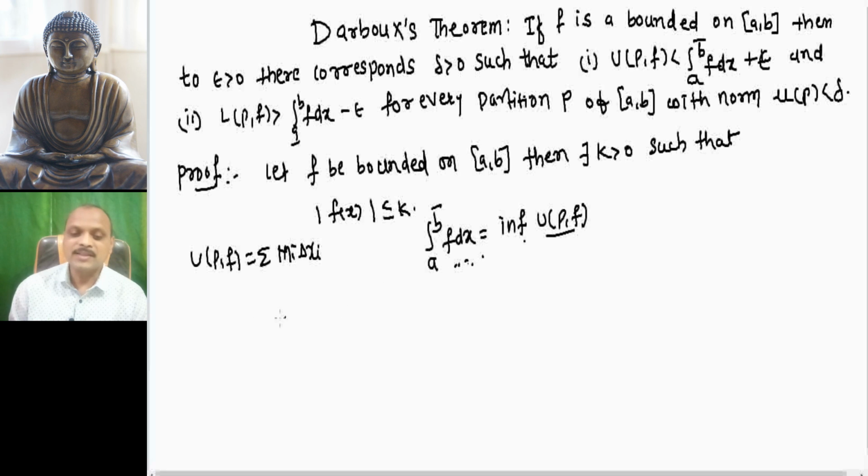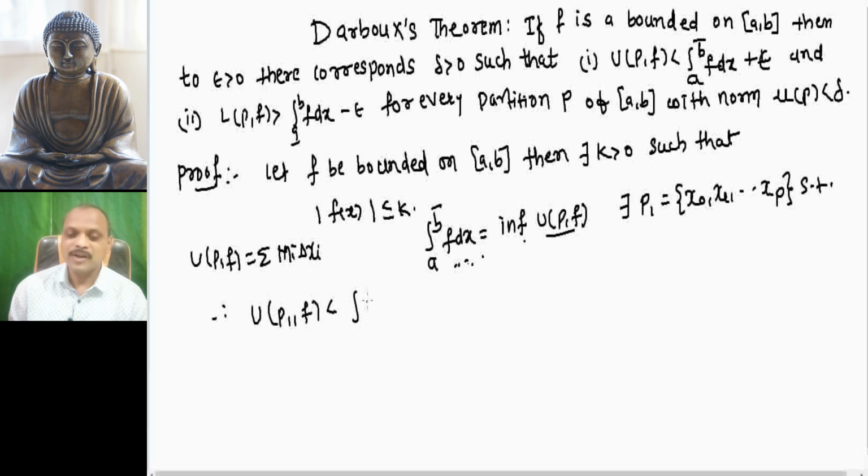Therefore, we can write this as: there exists a partition P1 having points x0, x1, ..., xp such that this UP1f is less than the upper integral plus 1 by 2 epsilon.